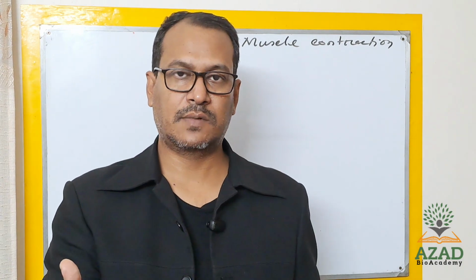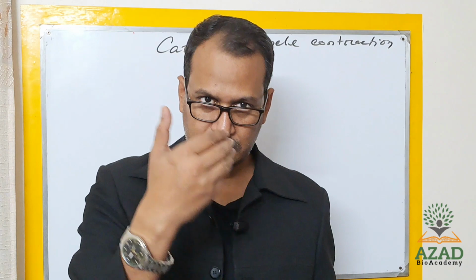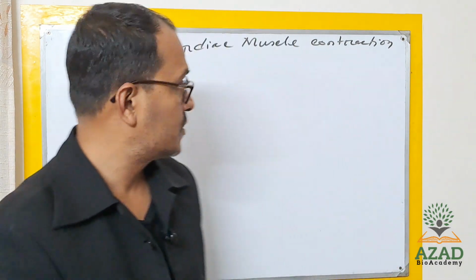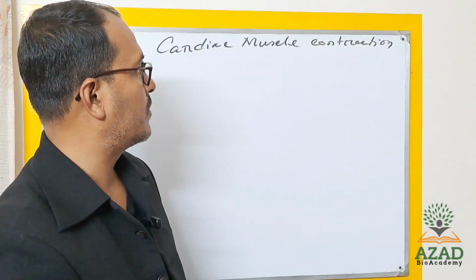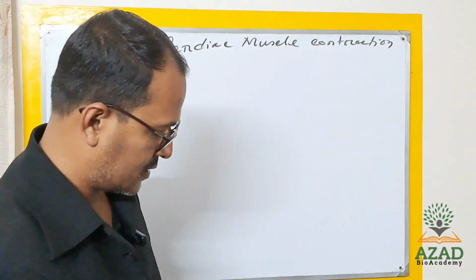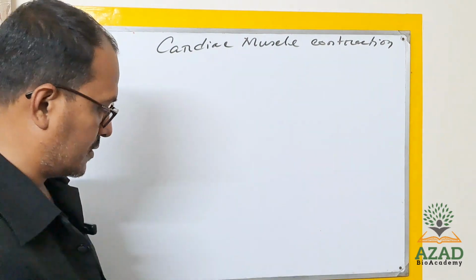That is skeletal muscle, smooth muscle, and cardiac muscle. So today's main focus is cardiac muscle contraction. How cardiac muscle is different, what is the structure of cardiac muscle, the anatomy of cardiac muscle, I will explain first and roughly, and then I will go to the contraction procedure.